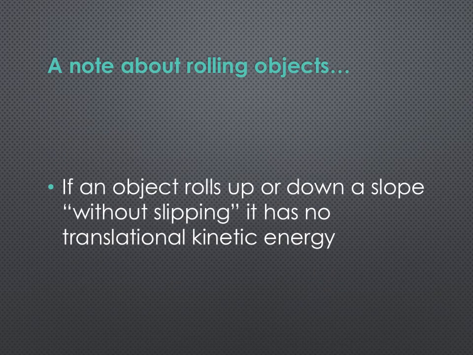And a quick note about rolling objects. If I have something rolling up or down a slope without slipping, that's our way of saying that there's no translational kinetic energy to worry about. We're converting potential energy either to or from purely rotational kinetic energy.